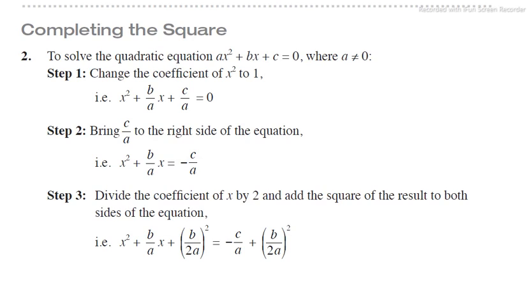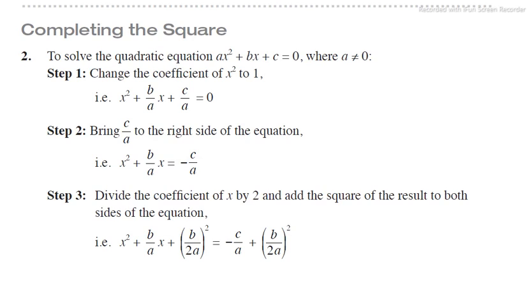From our general equation, which is ax squared plus bx plus c equals 0, where a should not be 0. In our first step, we shall change the coefficient of x squared to 1, meaning we have to get rid of the a, which is the coefficient of x squared. We do this by dividing throughout by a, so that we remain with x squared independent plus b over a x plus c over a equaling 0.